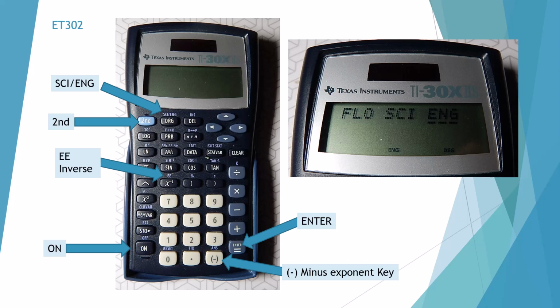Anytime that we need to do an inverse, here's our inverse key. That will do 1 over whatever the number is. We're going to use this a lot. Some calculators have a 1 over x key, which is a similar kind of key, but our calculator is going to use x to the minus 1.